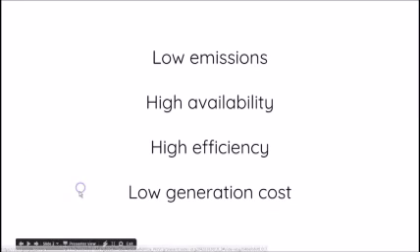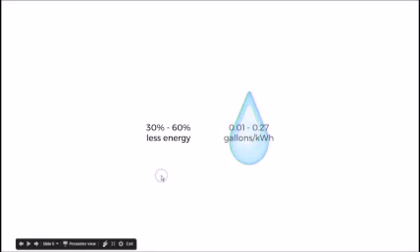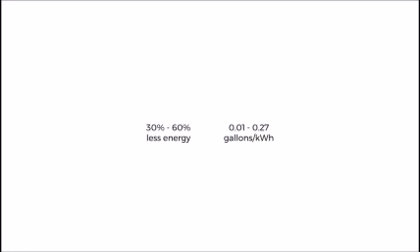All right, so the next reason I want to get into is the efficiency of geothermal power plants. Geothermal power plants use much less energy and water when producing energy. In fact, when geothermal energy is used to power heating and cooling systems, they typically use 30 to 60% less energy than a typical system, and they use much less water than a typical thermoelectric plant. They will use about 0.01 to 0.27 gallons per kilowatt hour produced, versus a typical thermoelectric plant, which can use up to 19 gallons per kilowatt hour produced.